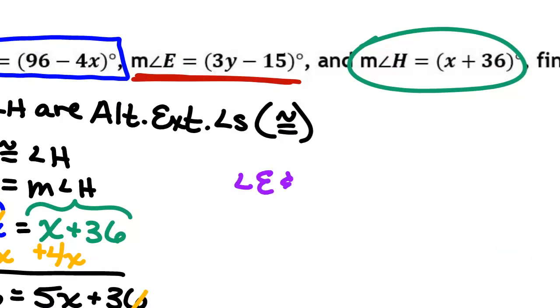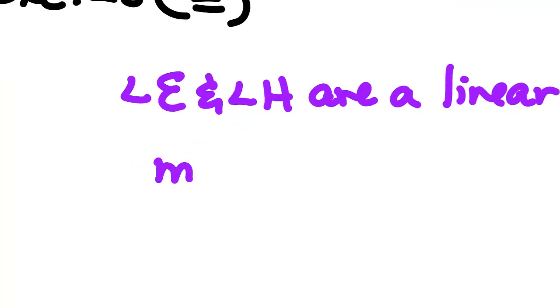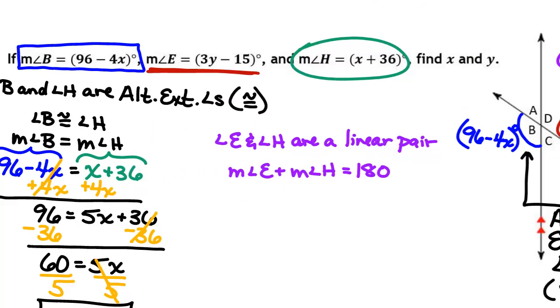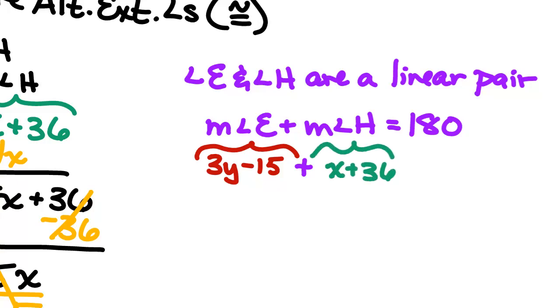So angle E and angle H are a linear pair, which means the measurement of angle E plus the measurement of angle H equals 180 degrees. Measurement of angle E, 3y minus 15. The measurement of angle H was x plus 36.